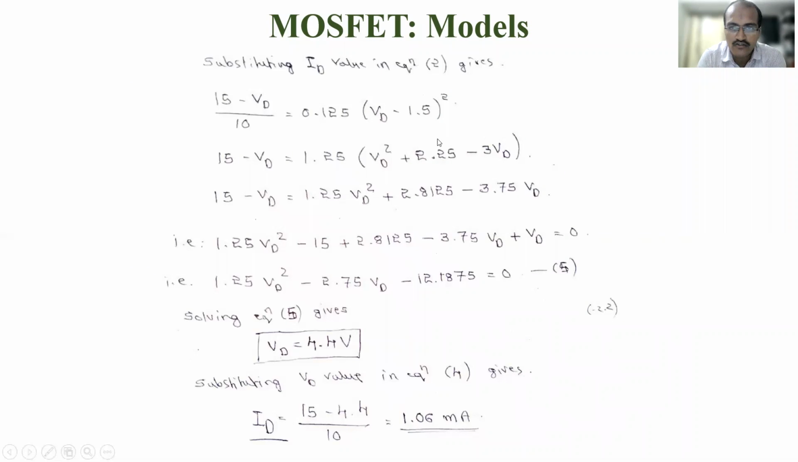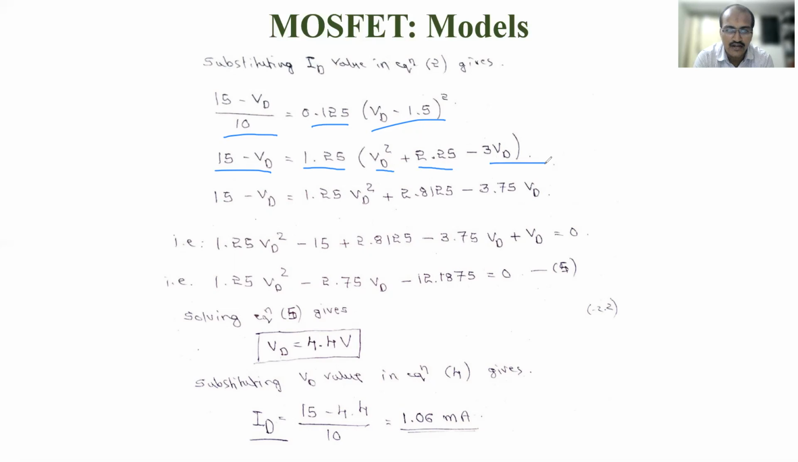So now substituting ID value in equation 2. What will happen? Here ID value I have substituted 15 minus VD by 10, then 0.125 was there, then VD minus 1.5 whole square. So this is 15 minus VD. This 10 I have cross multiplied here, it becomes 1.25. And I have applied A minus B whole square, so it is A square plus B square minus 2AB. A square is VD square, 1.5 square is plus 2.25, minus 2AB. 2 into 1.5 is 3 into VD. So that's why you got 3 VD.